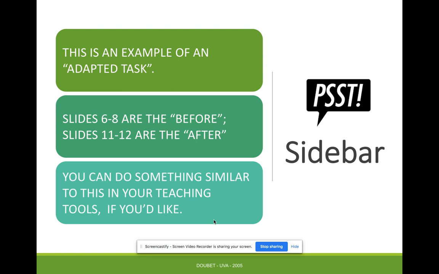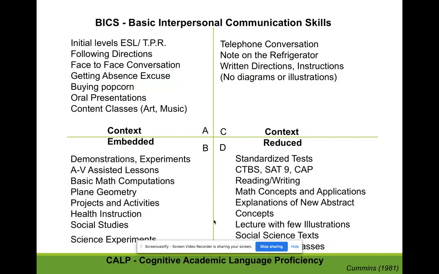All right. So getting back to the topic at hand, what we did when we added those pictures is that we added context. We embedded context. So BICS, that stands for Basic Interpersonal Communication Skills. And then CALP, that's cognitive academic language.